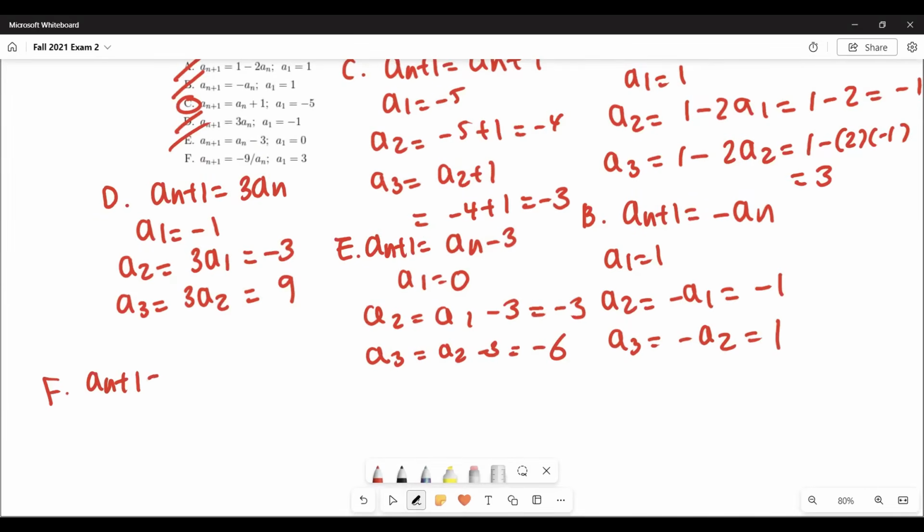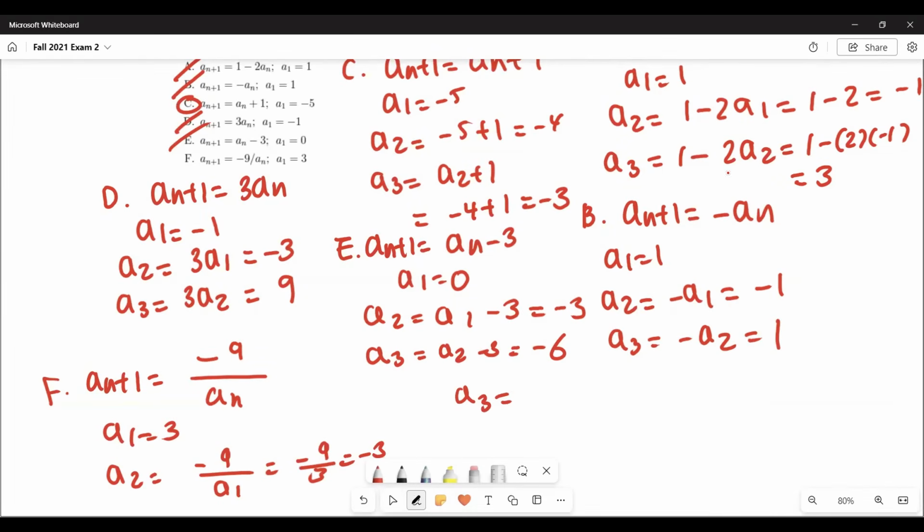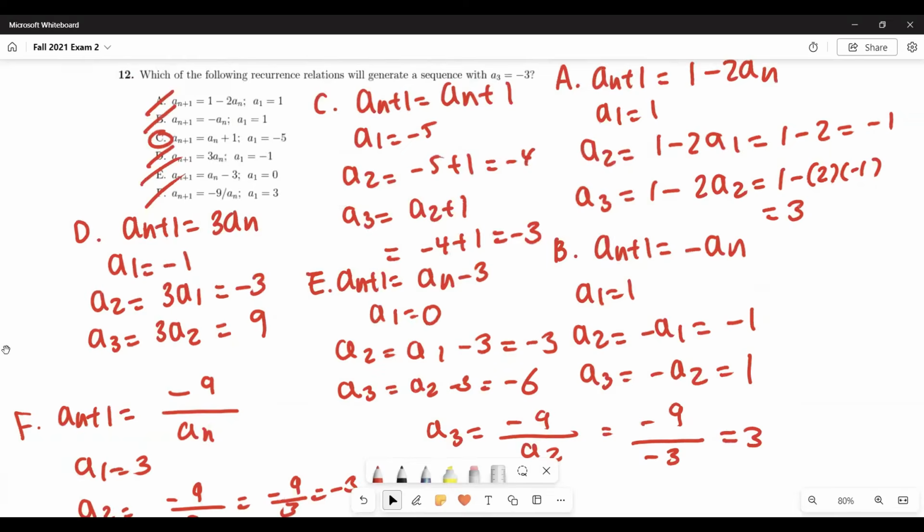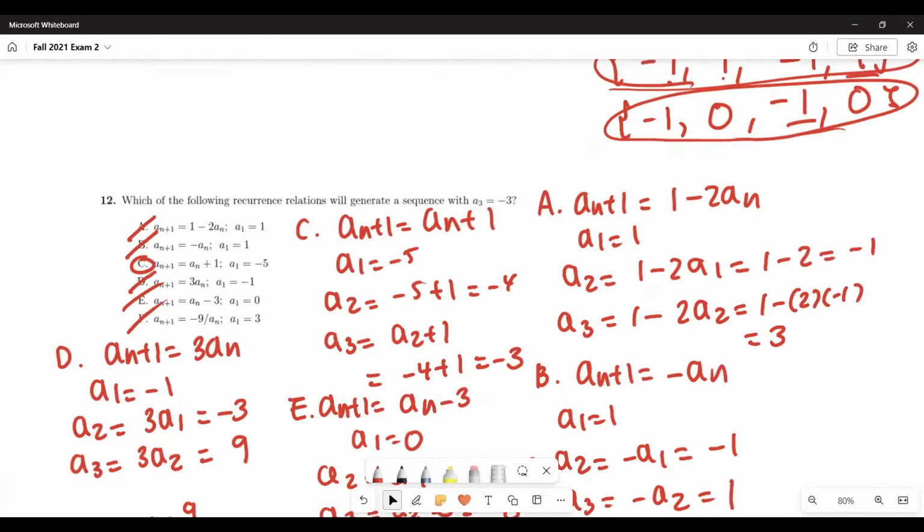a(n+1) is negative 9 over a(n). A1 is 3, a2 is negative 9 over a1, which is negative 9 over 3, negative 3. A3 is negative 9 over a2, right? Negative 9 over negative 3 is 3. So F is also not right. So the answer for this question is C.